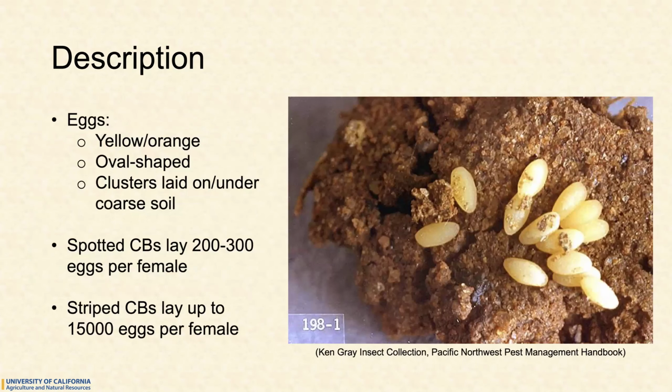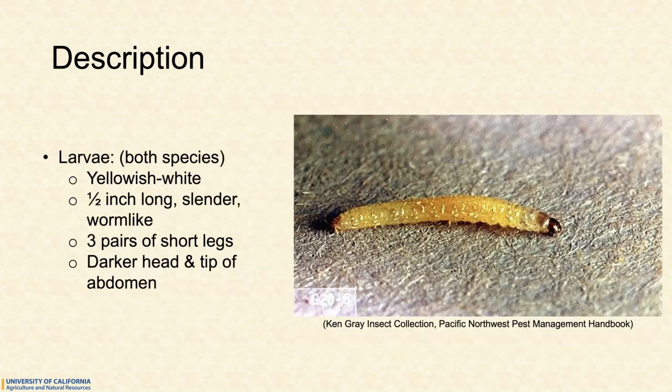Their eggs are yellow or orange in color. As you can see in this photo, they're oval shaped. They lay clusters on or under coarse soil. Spotted cucumber beetles lay anywhere from 200 to 300 eggs per female, whereas striped cucumber beetles can lay up to 15,000 eggs per female, which is a lot of eggs.